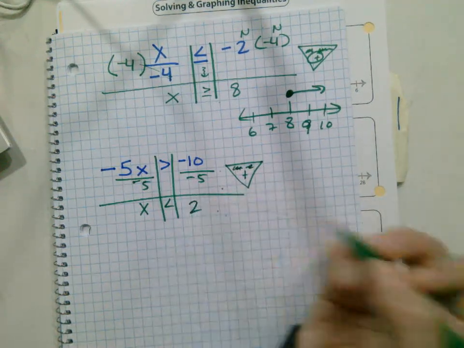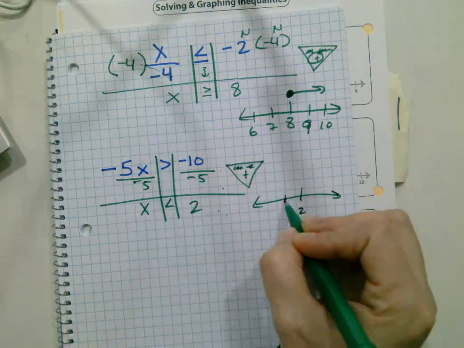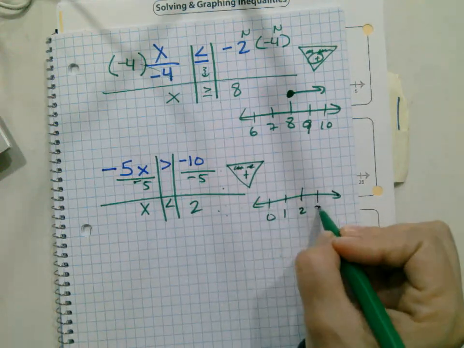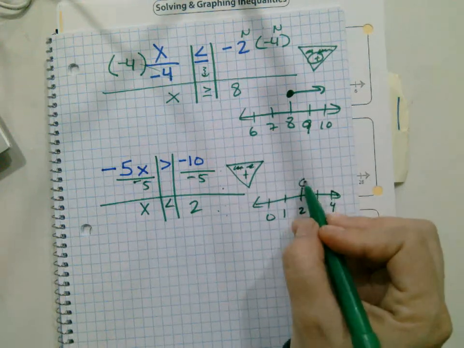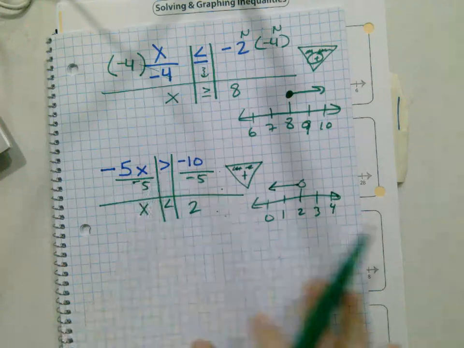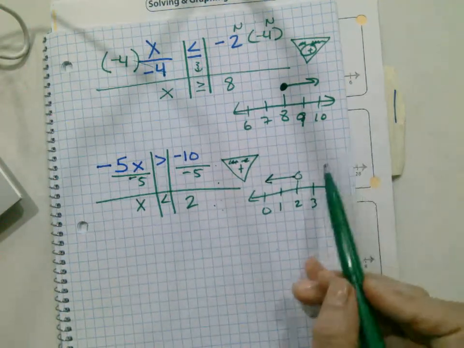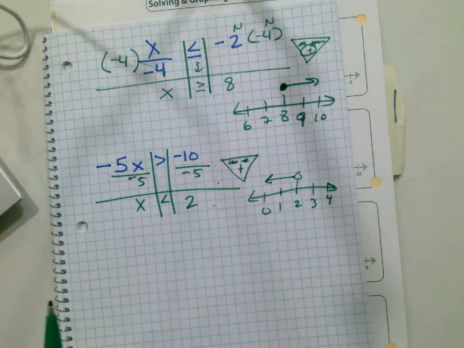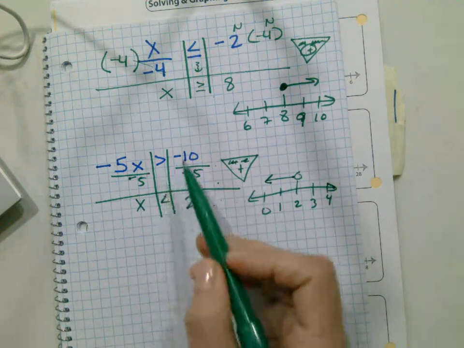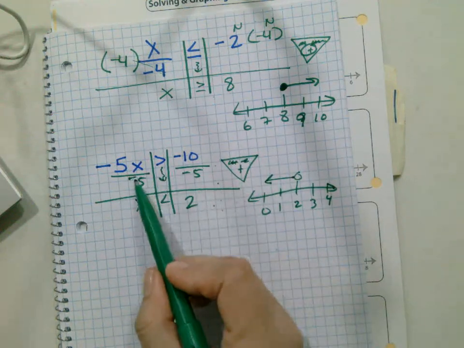Positive 2. We're going to draw our number line: 2, 1, 0, 3, and 4. We're going to have an open circle and shade to the left. Even though in our original problem we had a greater than symbol, and you would think we would be shading to the right, no, my students, we are flipping this. We are flipping this because we divided by this negative.